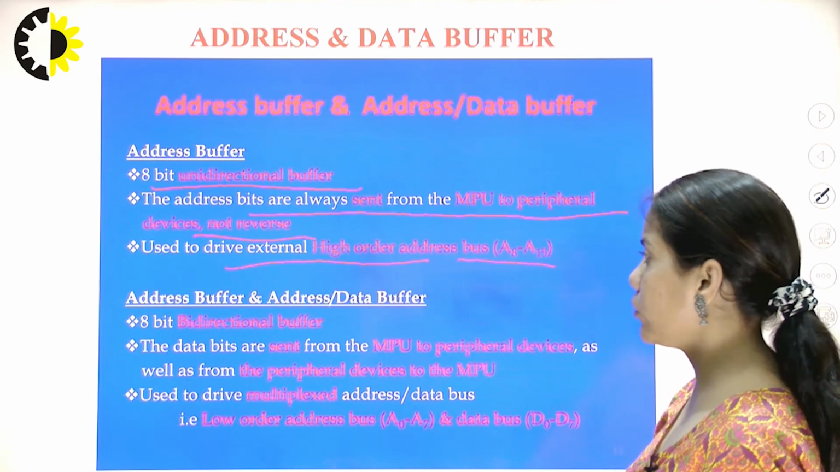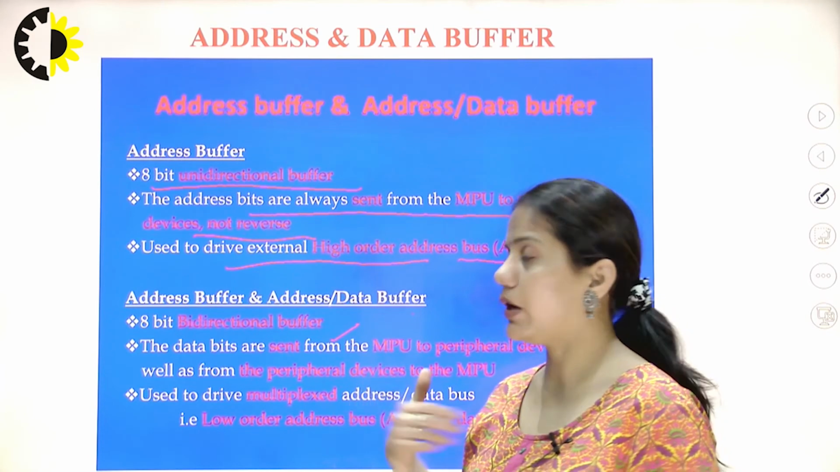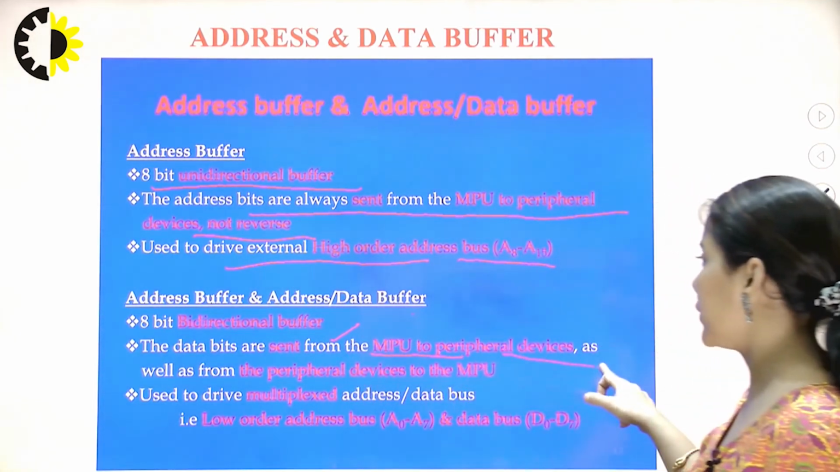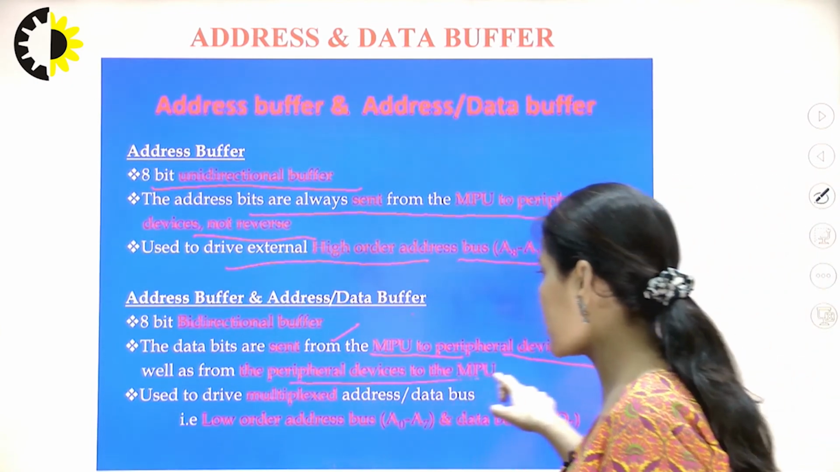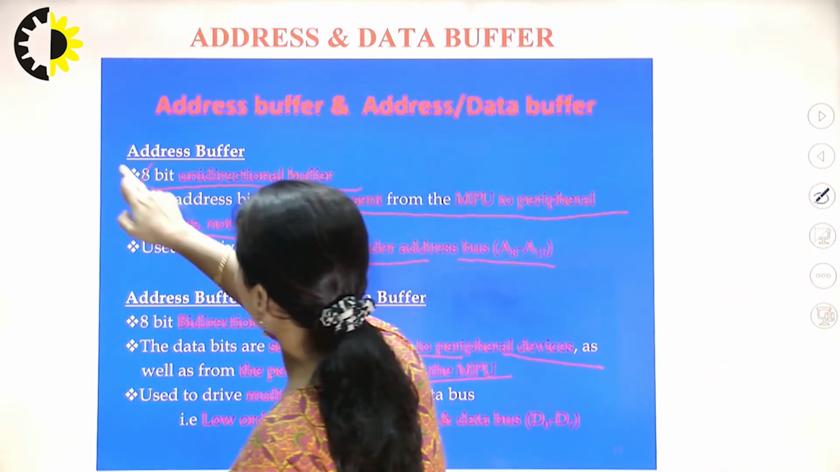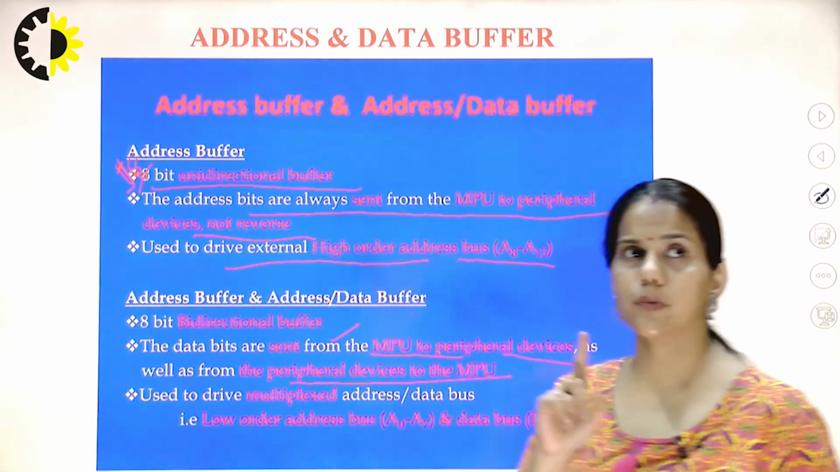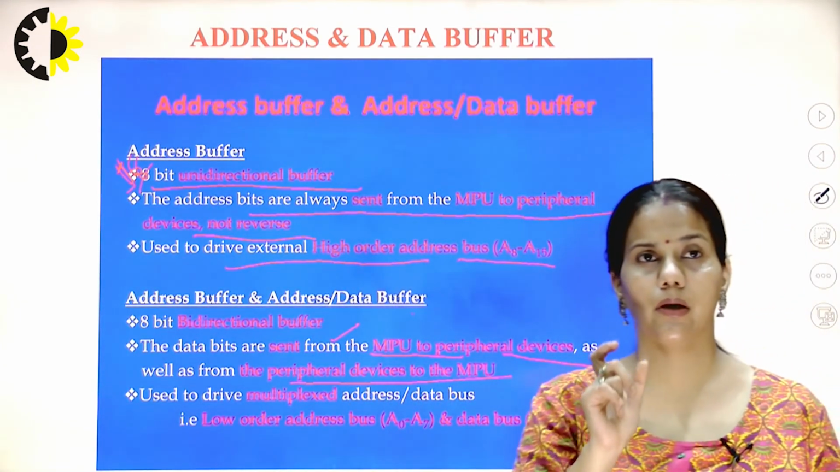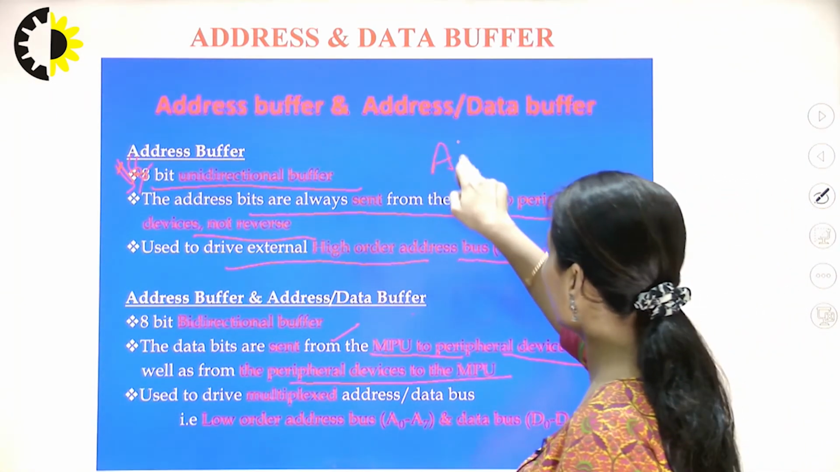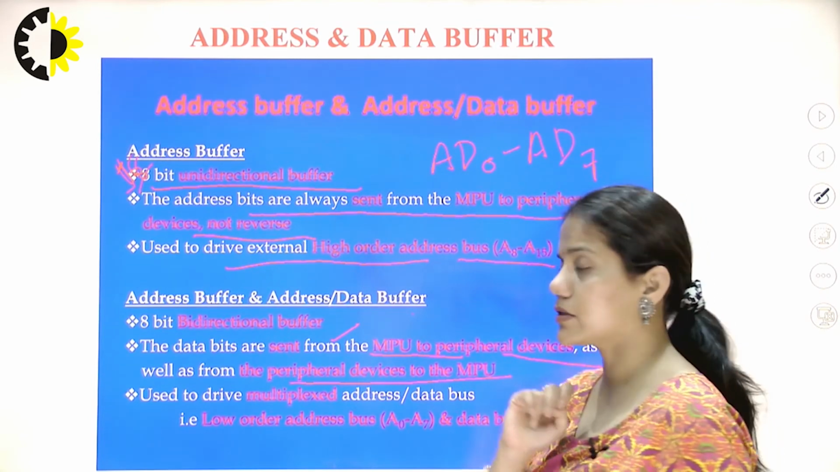And when we talk about the data and the address buffer, so data buffer is bidirectional. The data bits are sent from the microprocessor to peripheral devices as well as from the peripheral devices to the microprocessor. So this address is 16-bit. Yes, the lower order address bus and the data bus both are multiplexed. So we can say these are AD0 to AD7, multiplexed address and data bus.